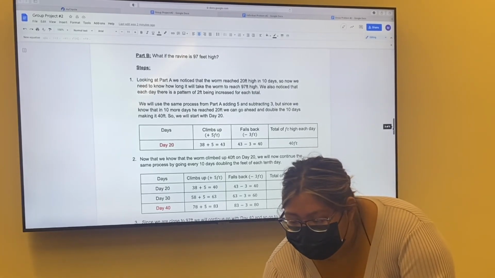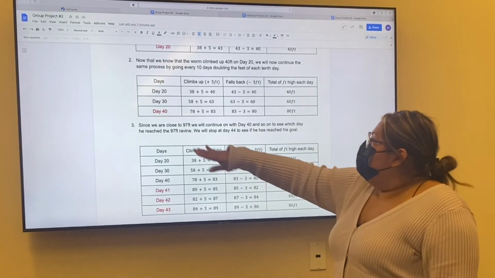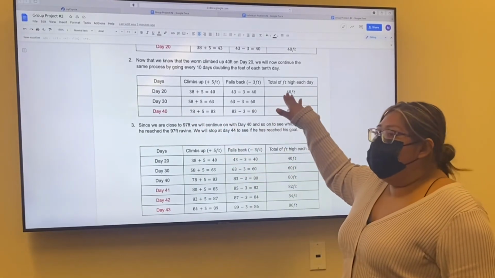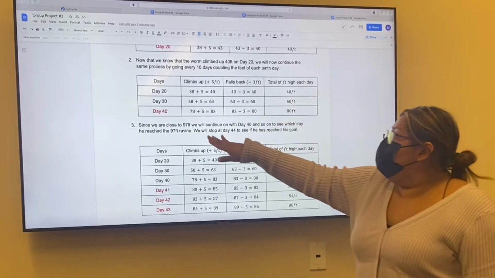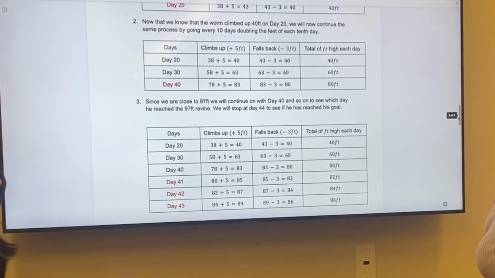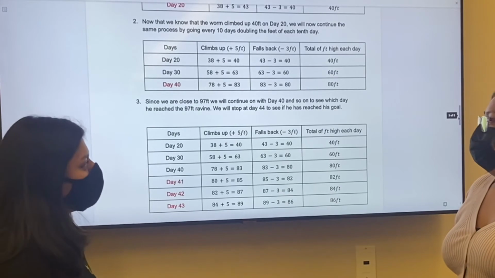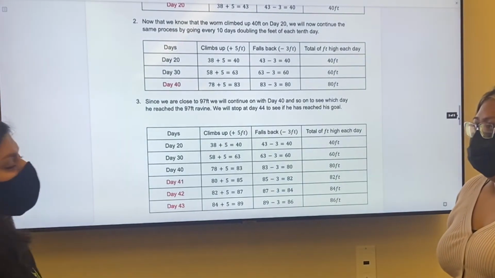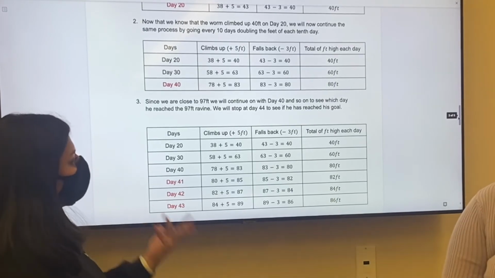On day 20, we already said it, he reached 40 feet. Day 30, he reached 60 feet. And then on the 40th day, he reached 80 feet. Now that we are close to 97 feet, we will continue on with day 40 and so on to see which day he reached the 97 feet by night. We will stop at day 44 to see if he has reached his goal.